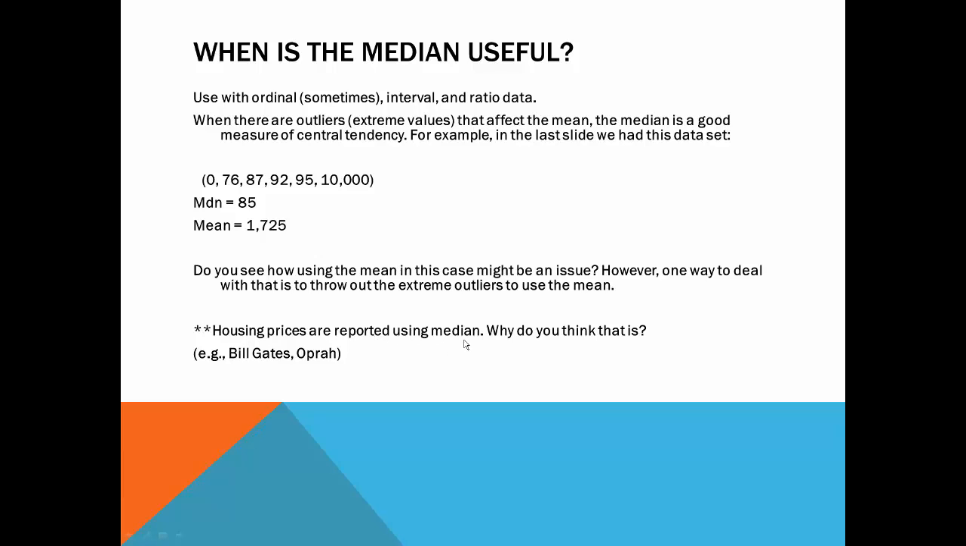Now, housing prices are reported using the median. Why do you think that is? Well, all we have to do is think of Bill Gates. His home is the most extravagant. Oprah, she obviously has extravagant homes. So these are outliers. So Bill Gates and Oprah, their home prices would be extremely high, and it would pull that mean up and make it look like the average house price would be a lot more expensive than it actually is. But if you use the median, which is how housing prices are reported, it just uses the middle. So it's a better measure there, and it kind of gives people better information than using the mean.